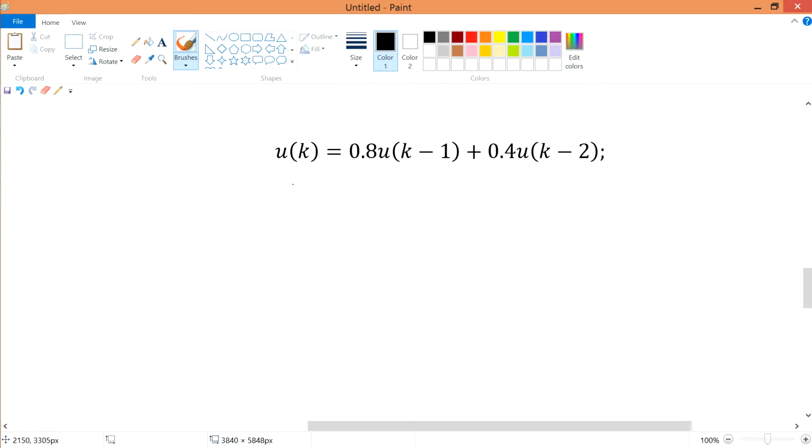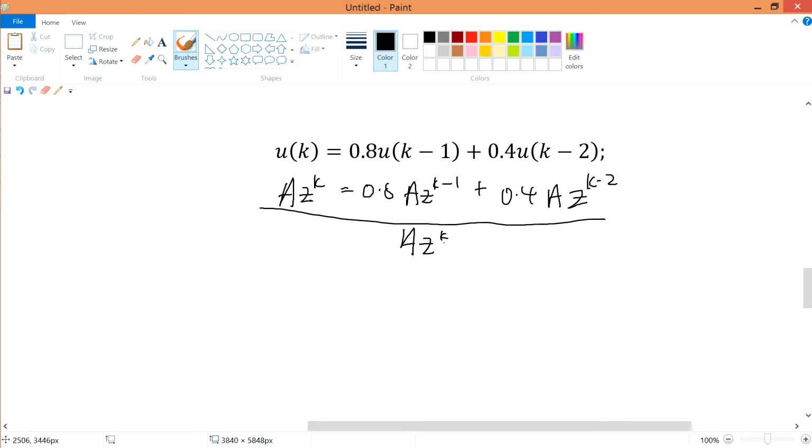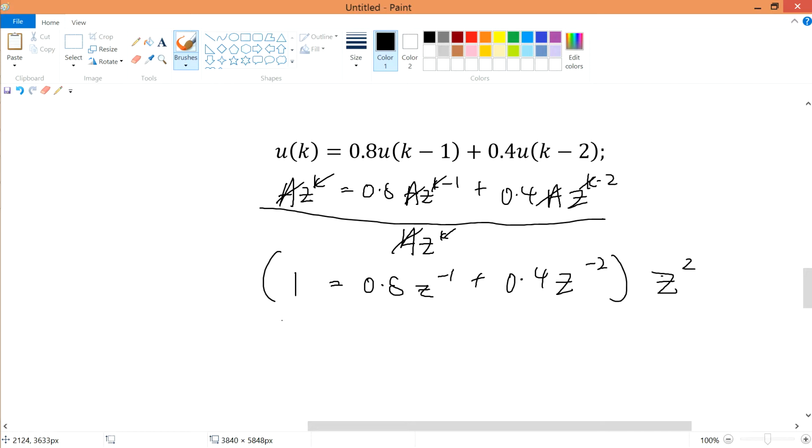The third question. When you see this type of question, what do I do? I write AZK, keep the constant, equals to 0.8 AZK minus 1 plus, keep the constant also, 0.4 AZK minus 2. Next step, divide everything by AZK. I cancel A, and I cancel K. What do I have? I find this very ugly because a negative 1, negative 2 is not nice. So I multiply everything by z square. What do I have?